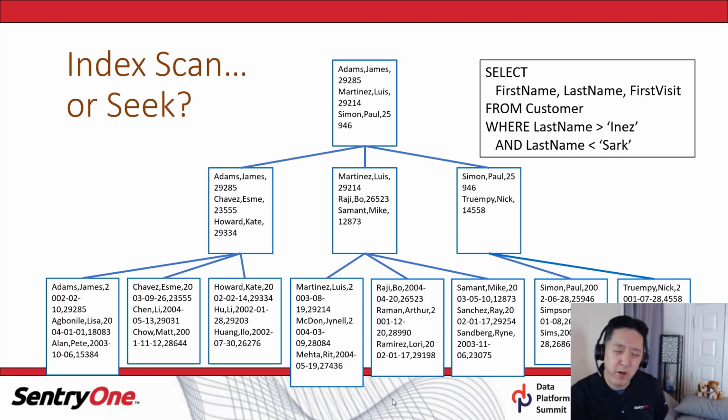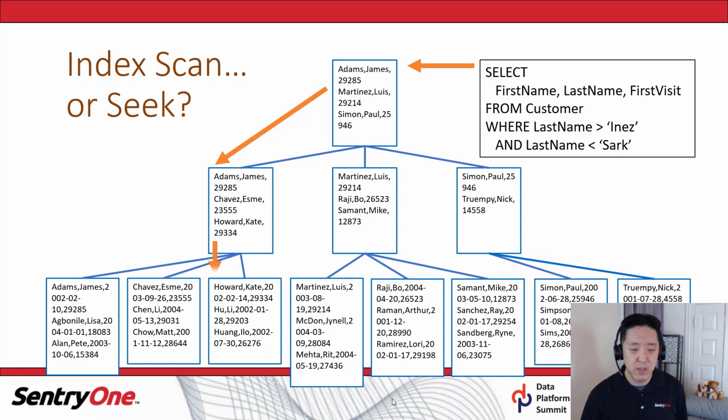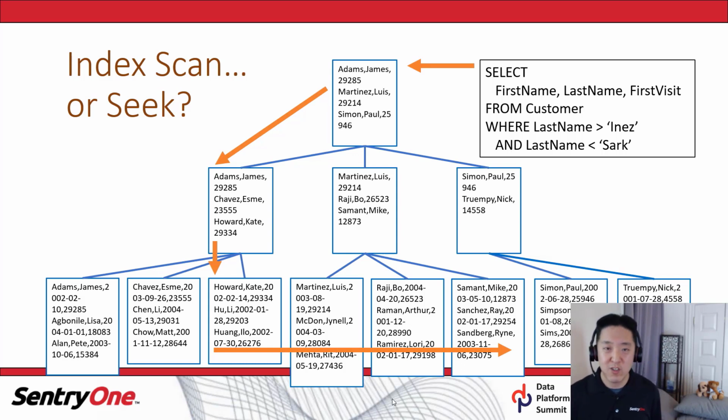Now this is a different variation where last name is greater than Inez and last name is less than Sark. Do you think that SQL Server is going to seek or it's going to scan here? Well, the correct answer is that it's essentially going to do a little bit of both. So first we're going to seek on the first value, Inez. So we seek down here to this particular data page, and then we do what's called a range scan all the way up until we reach Sark.